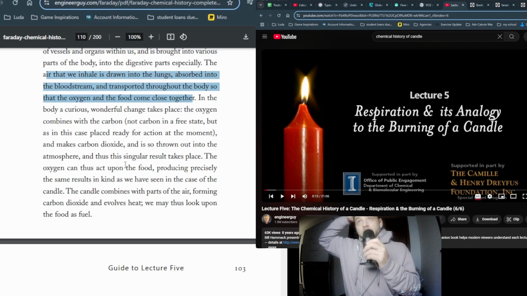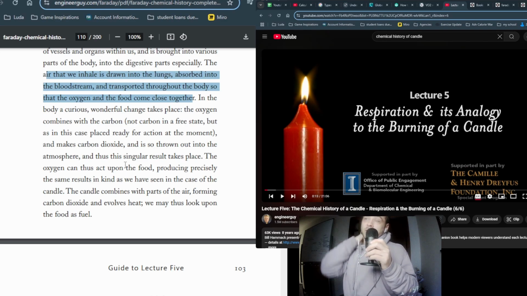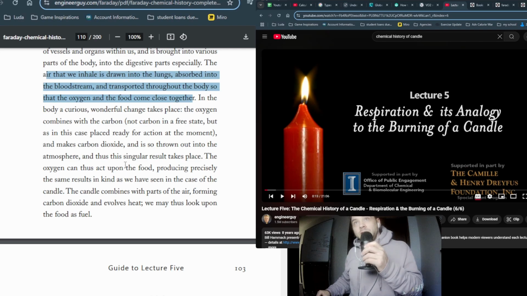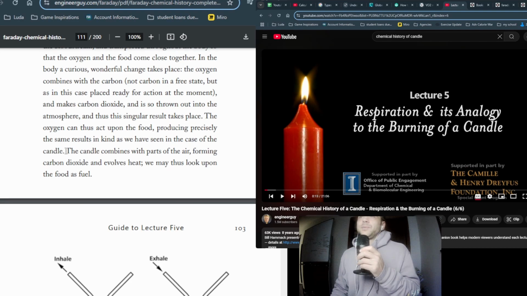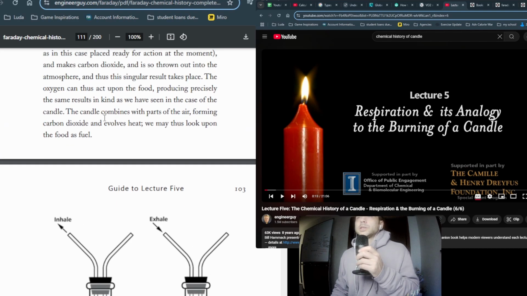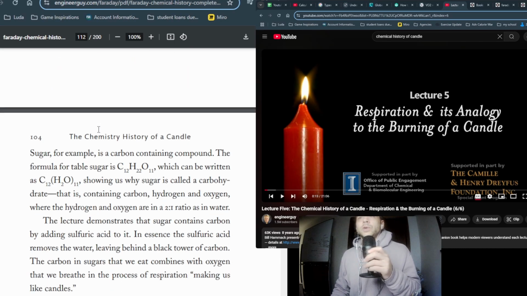In the body, a curious, wonderful change takes place. The oxygen combines with the carbon, not carbon in a free state, but in this case placed ready for action at the moment, and makes carbon dioxide, and so is thrown out into the atmosphere. Thus the singular result takes place. The oxygen can thus act upon the food, producing precisely the same kind of results we've seen in the case of the candle. The candle combines with parts of the air, forming carbon dioxide and evolving heat, and we may thus look upon the food as fuel.